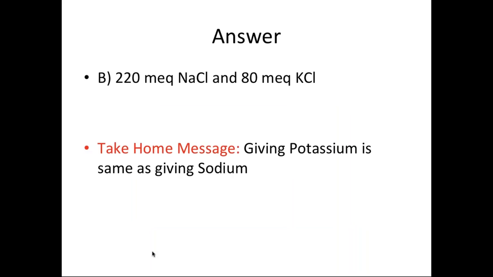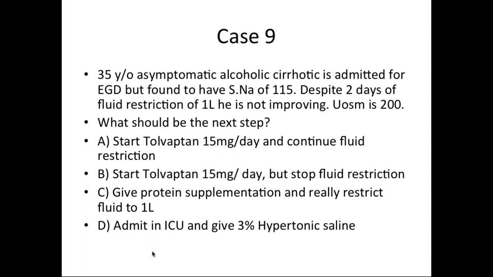So if your goal for correction for that day is 300 MEQs, you need to give 220 of sodium and 80 of potassium, and that together will be enough to correct her appropriately as you have calculated. So the take-home message is giving potassium to someone who has hyponatremia is the same as giving sodium.